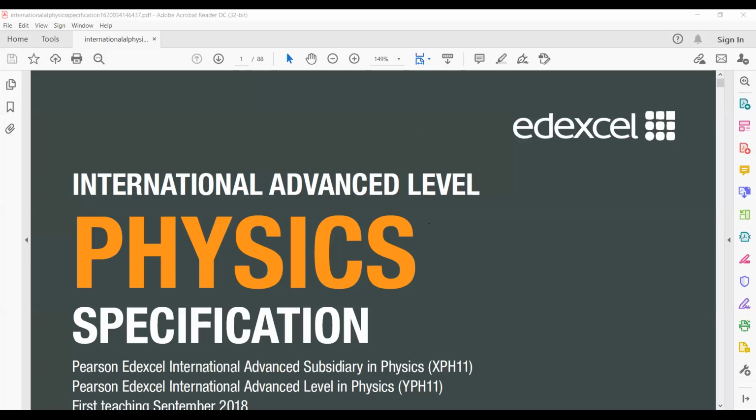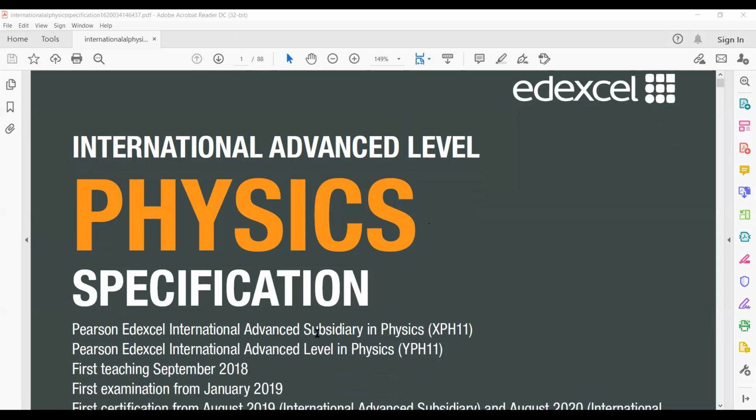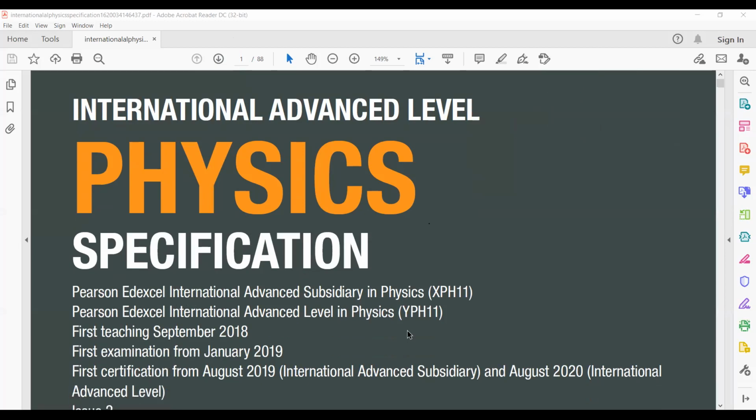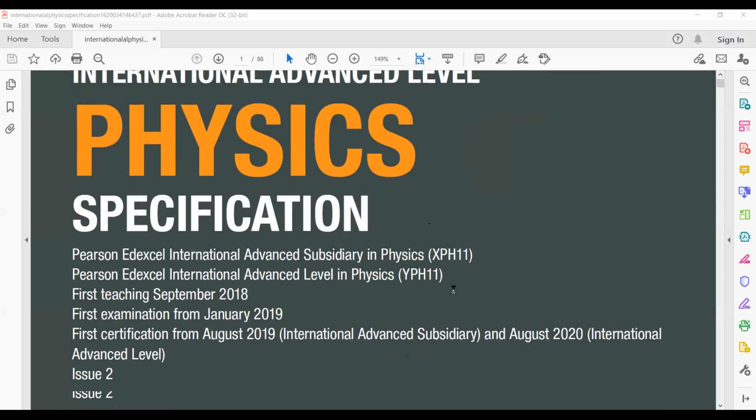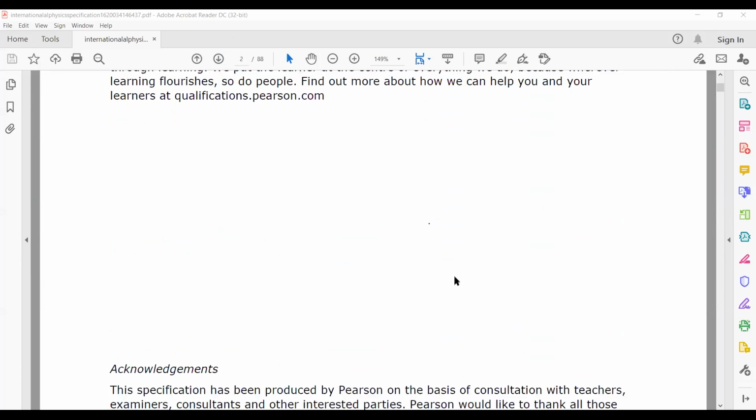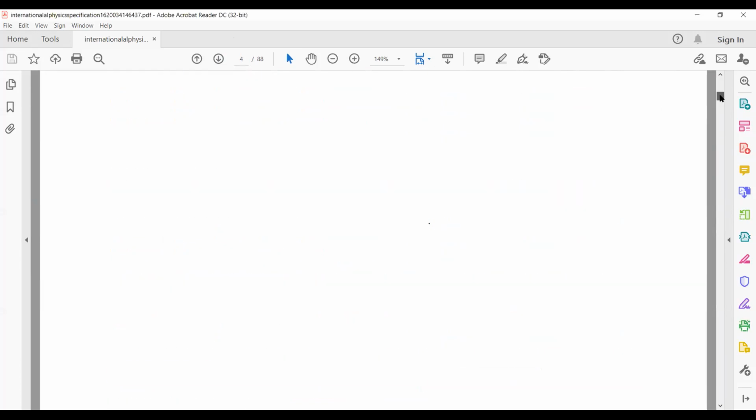So in this session we will discuss AS Physics. The subject code when you are appearing for AS, Advanced Subsidiary, is XPH11. If you are appearing for complete A levels, then it is YPH11. So for you it is XPH11, and that has three units: Unit 1, Unit 2, and Unit 3.